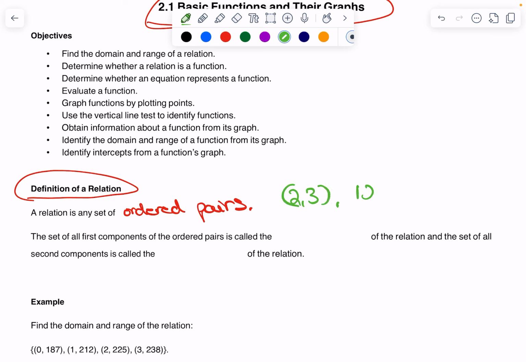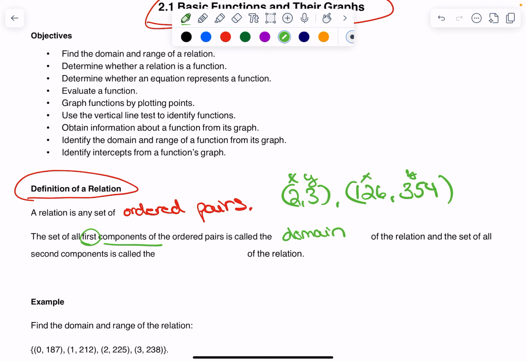Okay, so the set of all first components of the ordered pairs is called the domain of the relation. So that's our x values, or x coordinates. And the set of all second components is called the range of the relation. So for example, the 3 and the 354. It's the y coordinate that is the range.